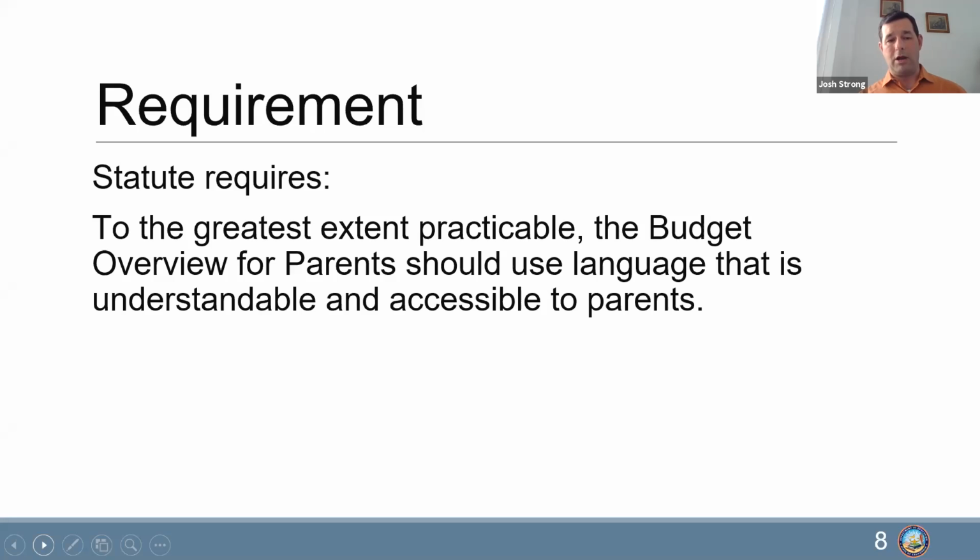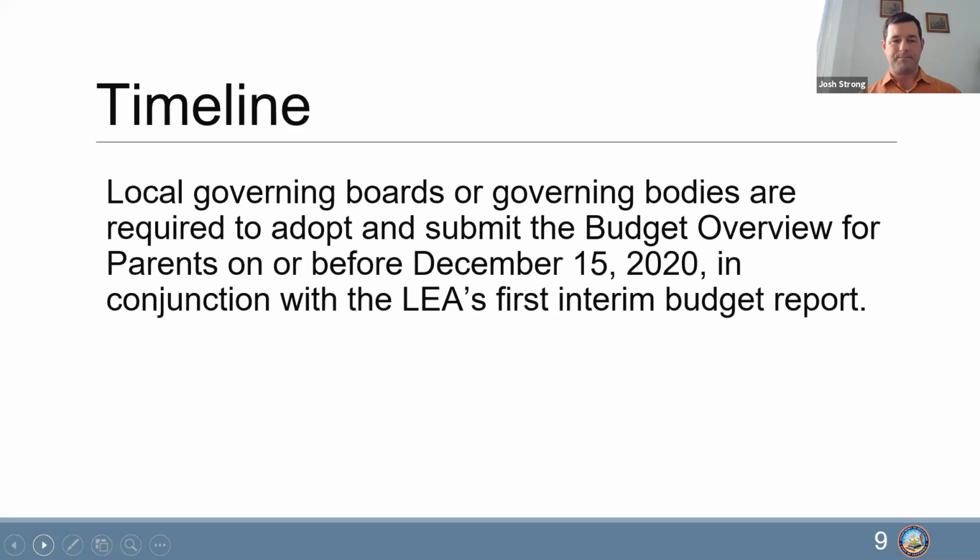So the first requirement is that, to the greatest extent practicable, the budget overview for parents should use language that's understandable and accessible to parents. So when you're writing the required descriptions that exist within the budget overview for parents, remember to use parent-friendly language. Next slide, please.